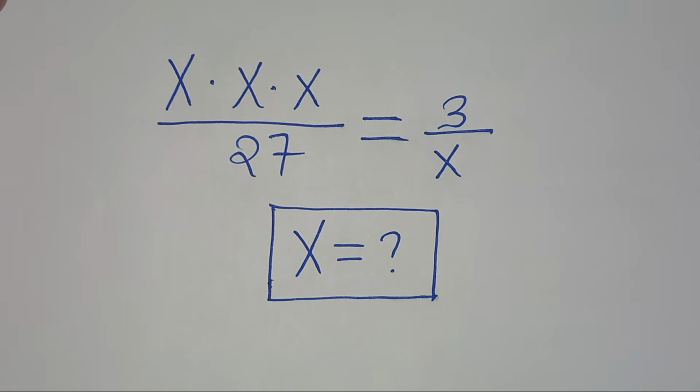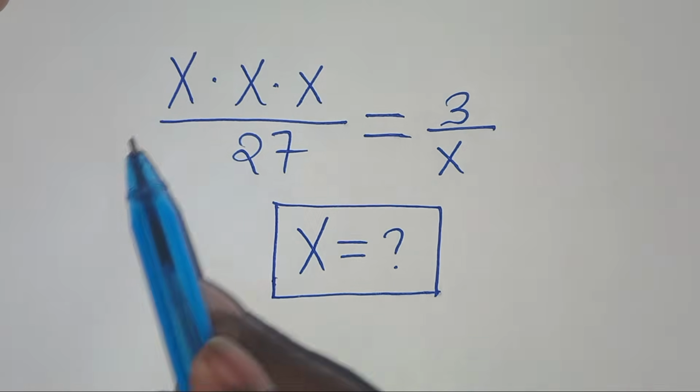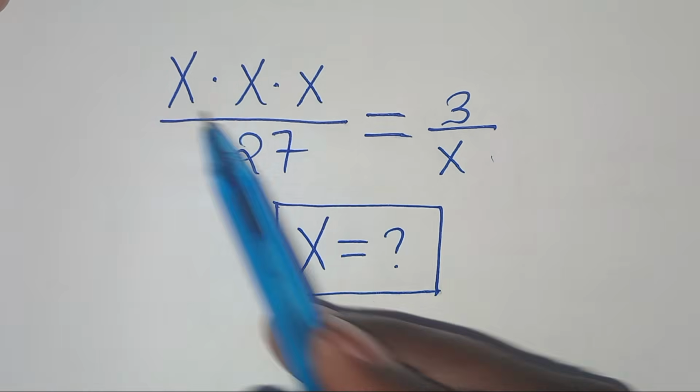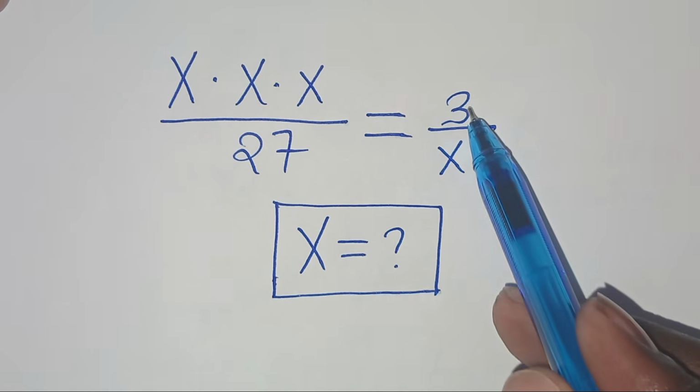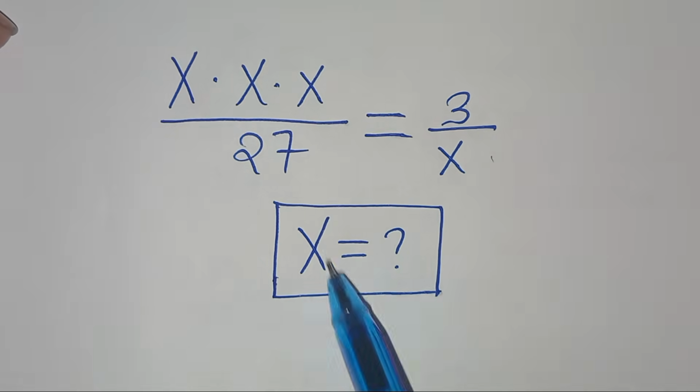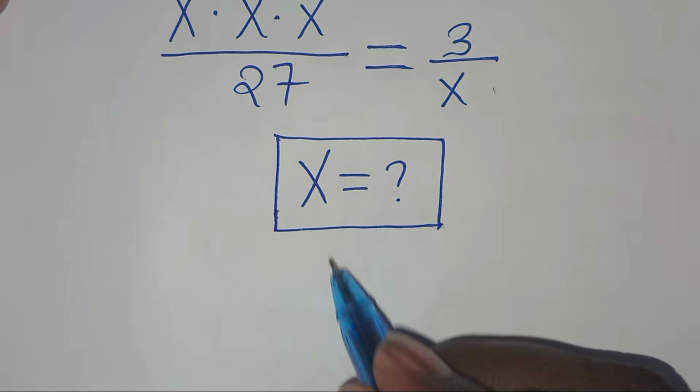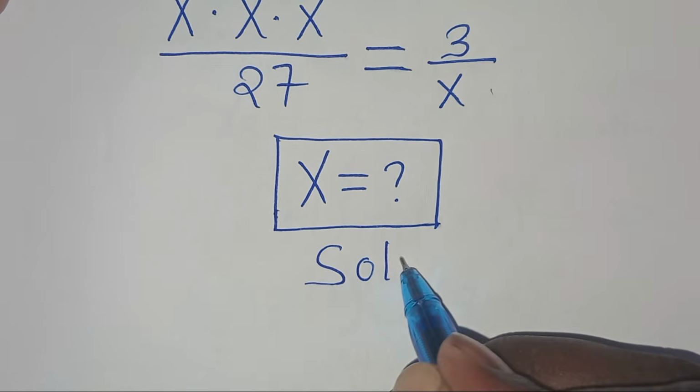Hello everyone, you're welcome to solve this nice algebra problem, which is x times x times x divided by 27. This is equal to 3 over x. So what are the values of x? Now let's provide a solution from here.